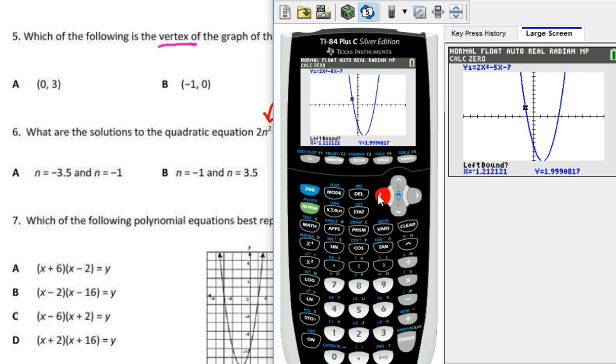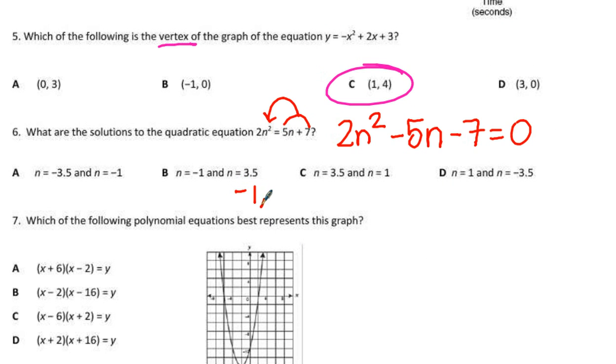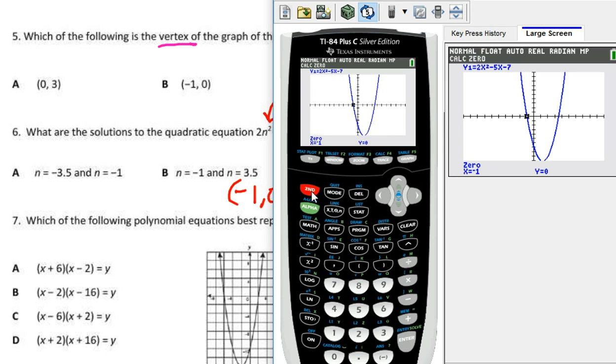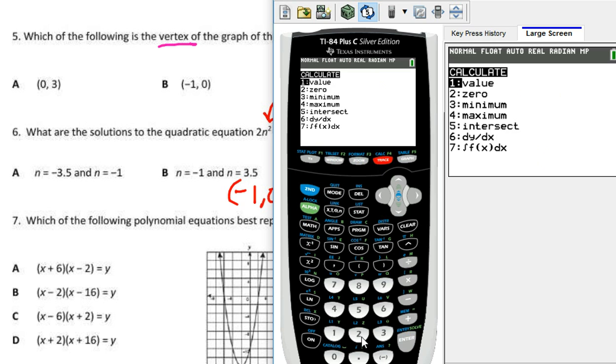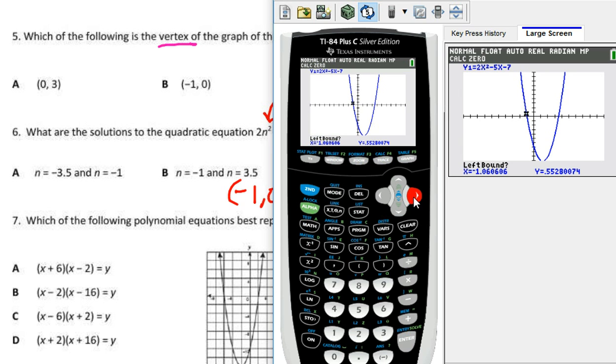So I'm going to go just above it to the left. I'm going to go down a little bit just to the right. Hit enter. And he tells me that one of my zeros is at negative 1, 0. So let me write that down over here. Negative 1, 0. And let's go figure out where our other guy is. Again, we have to do these one at a time. Trying to find my other zero. Scroll to the other side.